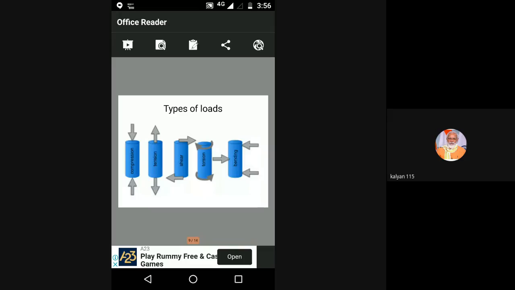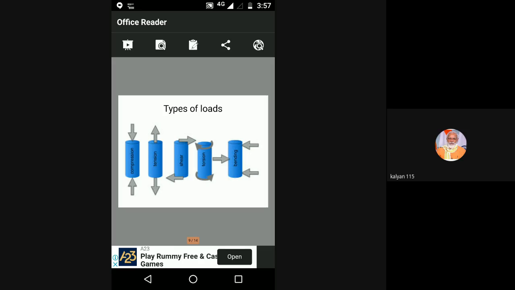Next one is the bending, means like this here. The beam is supported by two or more than two supports here. The transverse load is acting here. Due to that, the bending stress will be developed here due to the bending moment. These are the loads acting on the member.